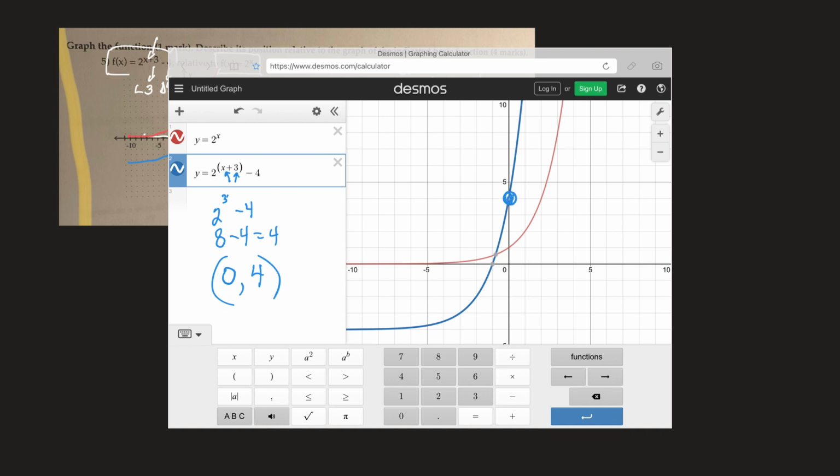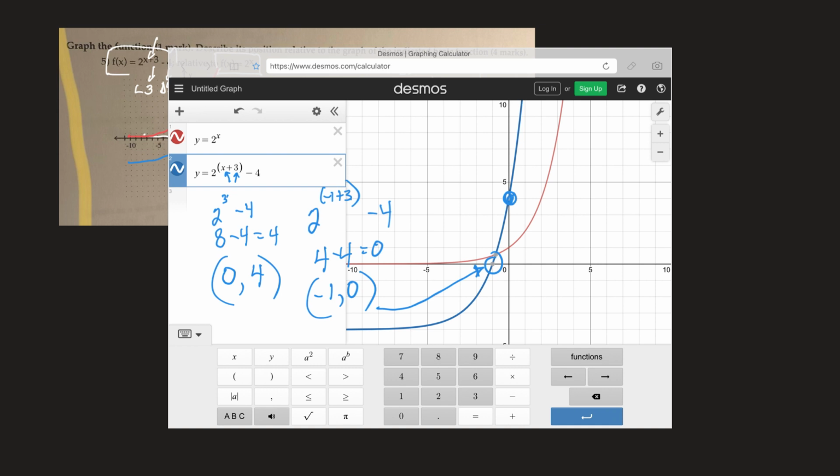And you can plug in other ones too. Like this point right there might be interesting. Plug in a negative 1. So 2 to the negative 1 plus 3 minus 4. Negative 1 plus 3 is 2, and 2 squared is 4. 4 take away 4 is 0. So when you plug in a minus 1 for x, you get a 0 for y. And that's that point right there. So you could plug numbers in like that if you wanted to.